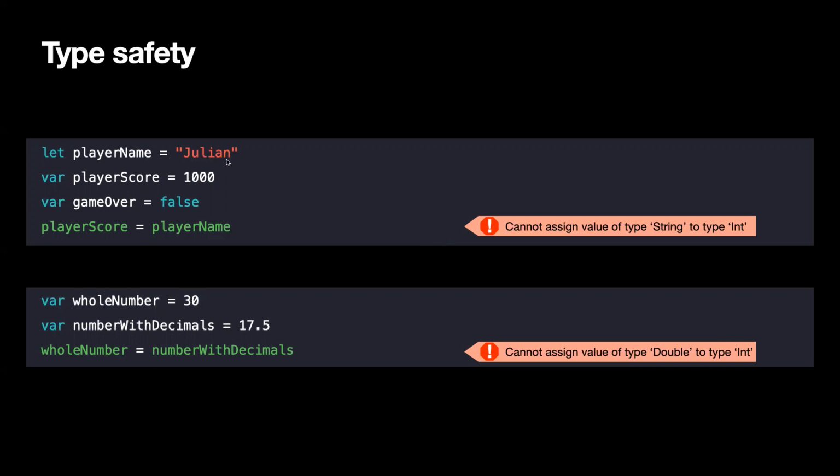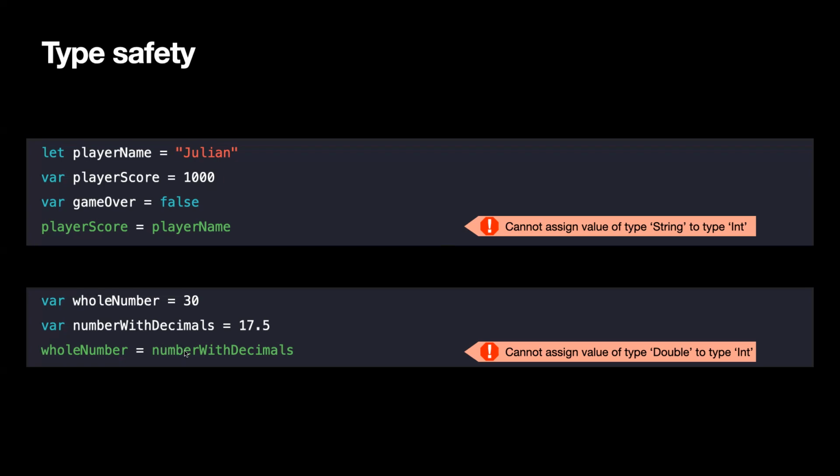This is inferred as string. Remember, we talked about type inference. This is inferred as a string. This is inferred as an integer because it has no decimal points in it. And then this is a Boolean. So you cannot say player score equal player name because there are two different types. All right. So this will give you an error at compile time.